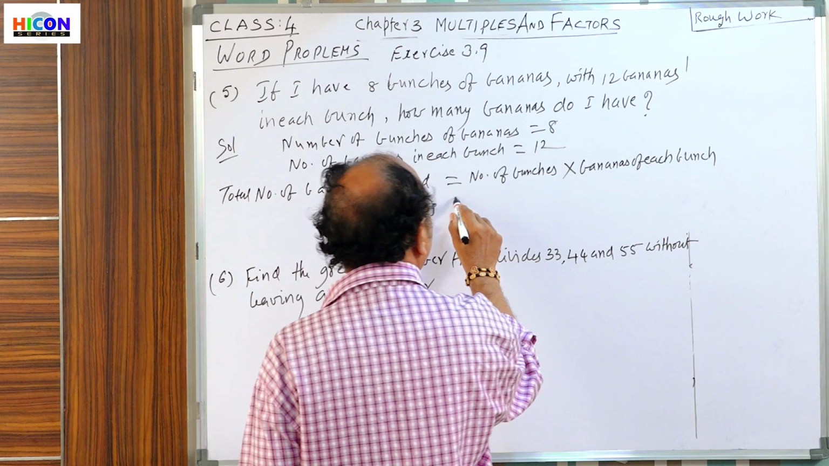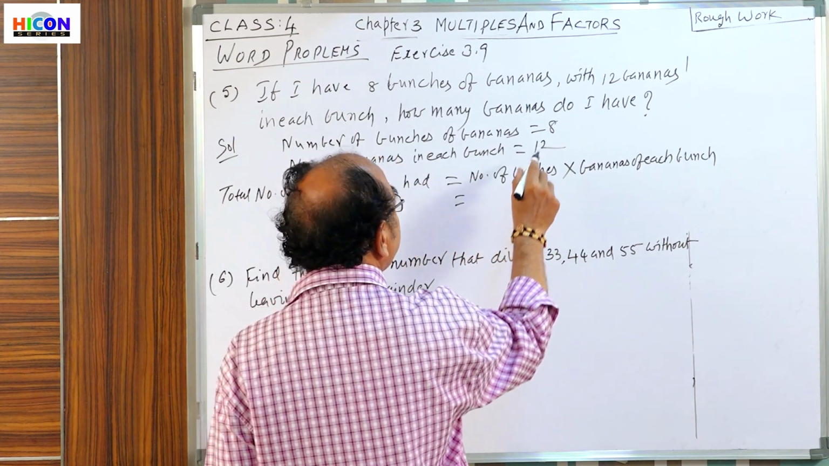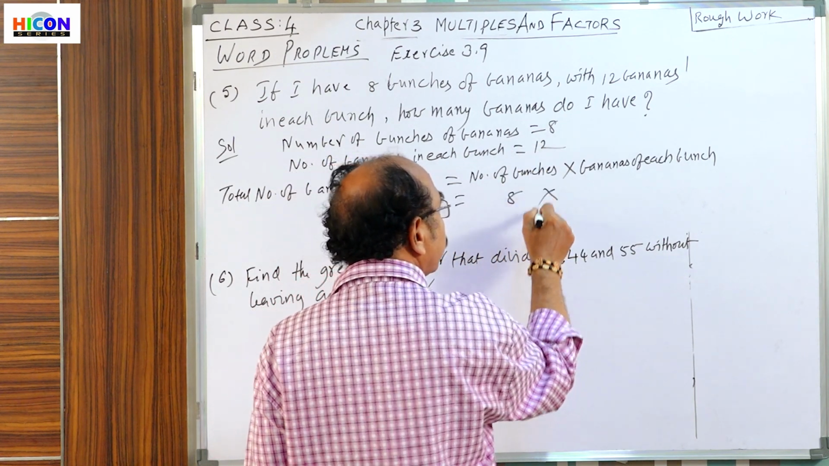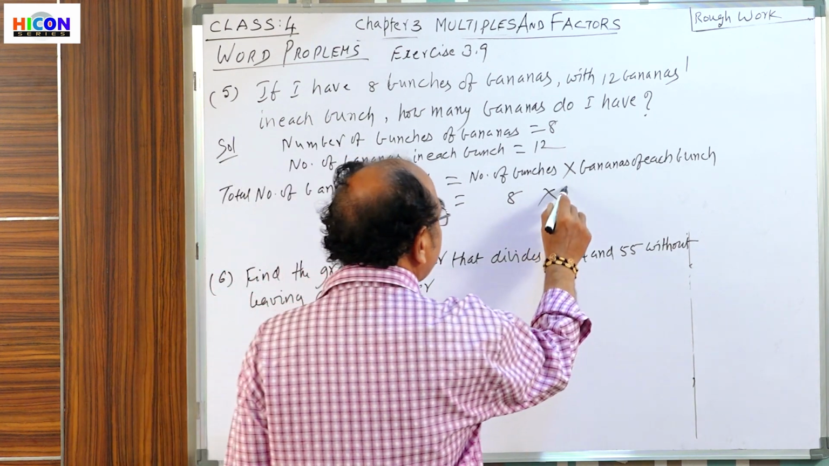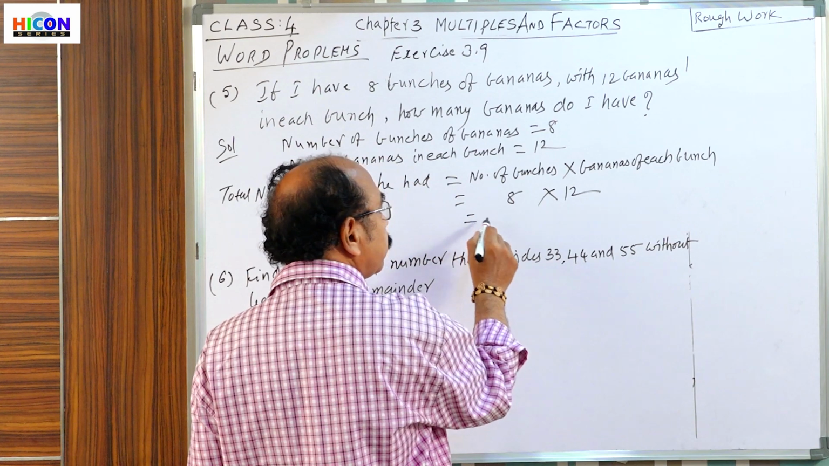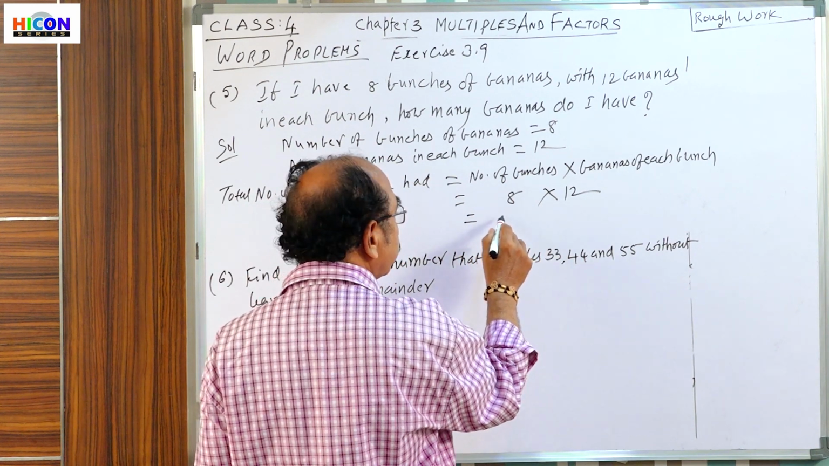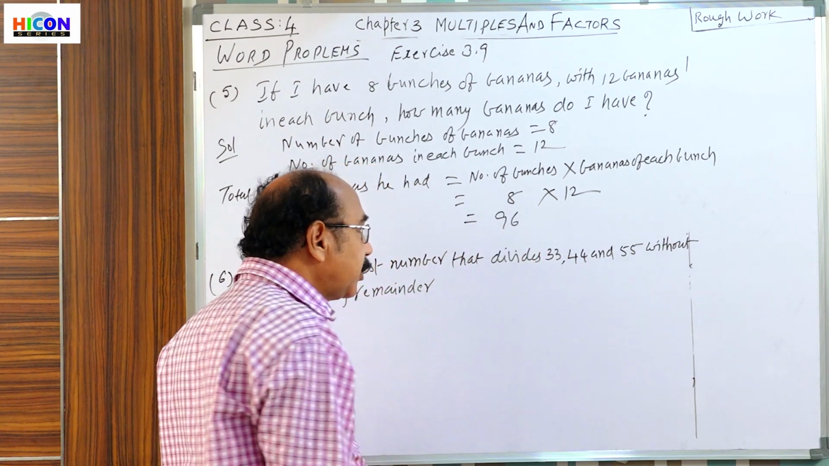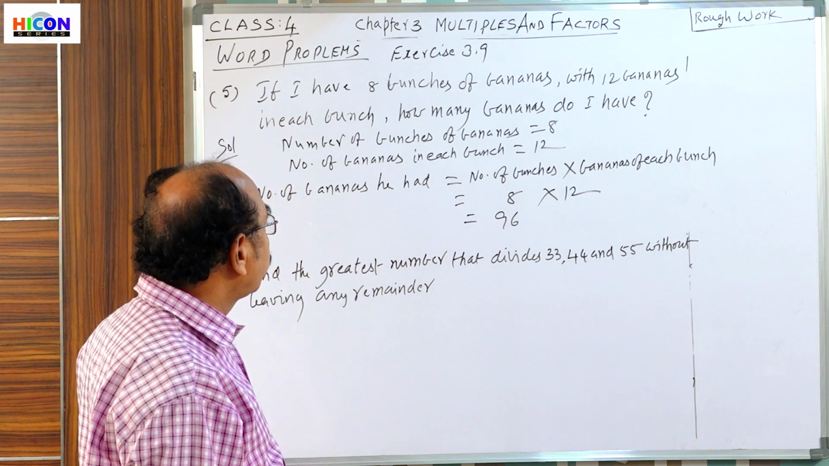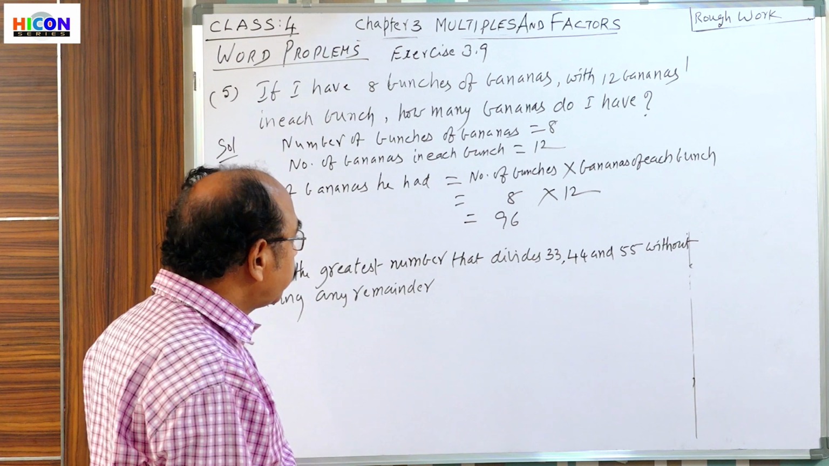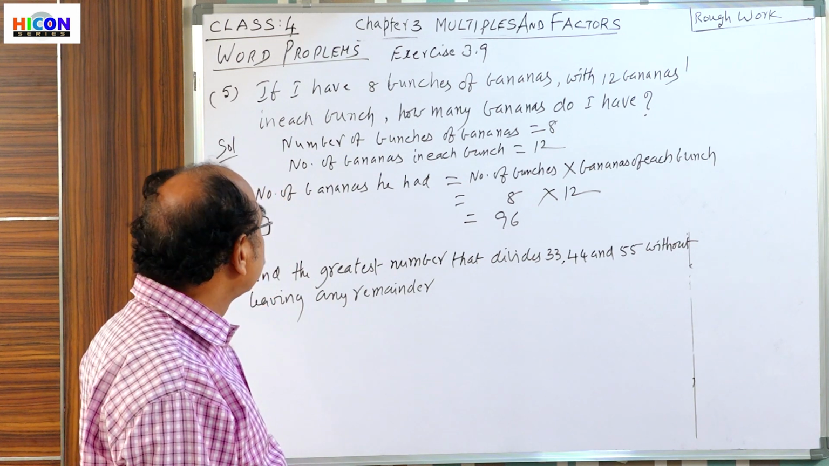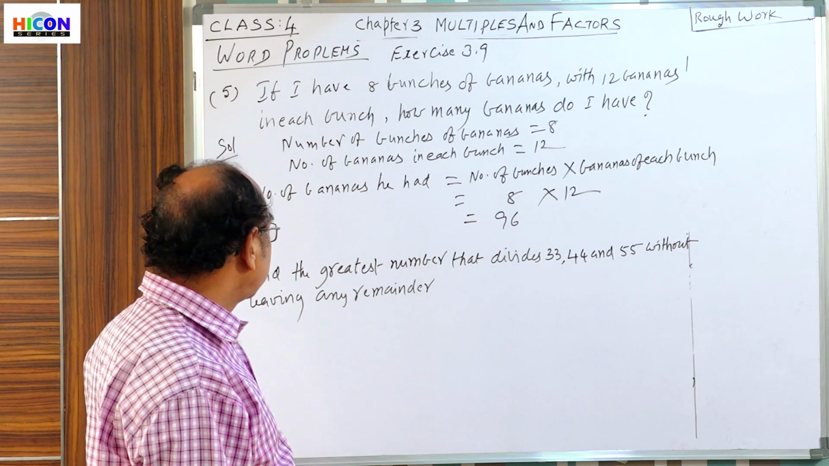Okay, children. That is equal to number of bunches, 8 bunches, and in each bunch 12 bananas are there. That is equal to 8 into 12. 8 12s are how much? Totally he has 96 bananas. Total number of bananas that person has is 96 bananas. Like that, you can solve this problem.